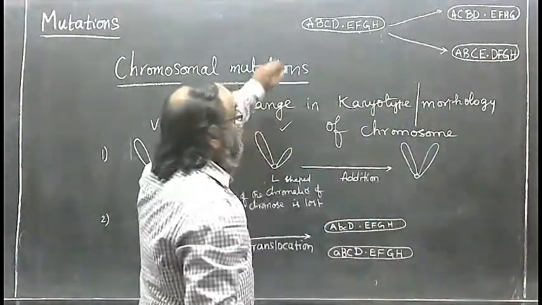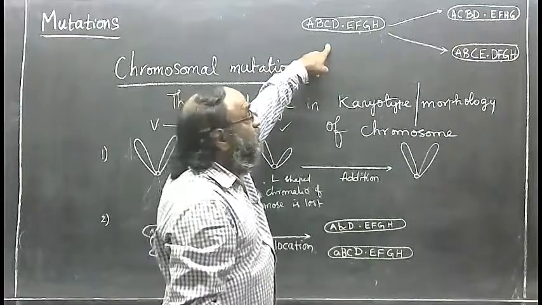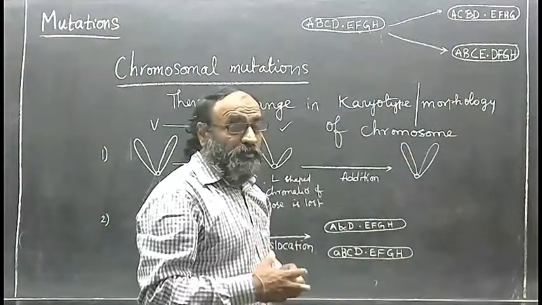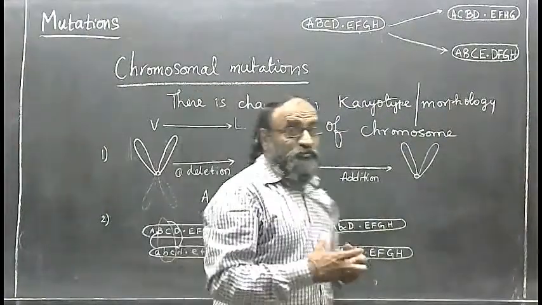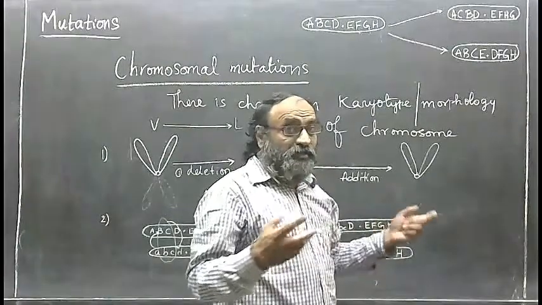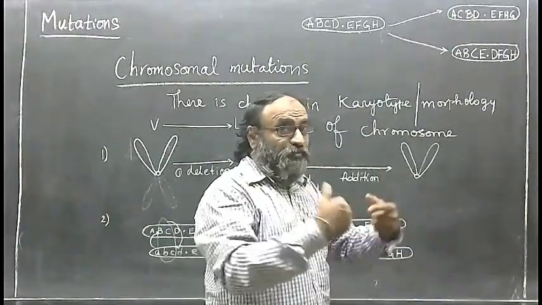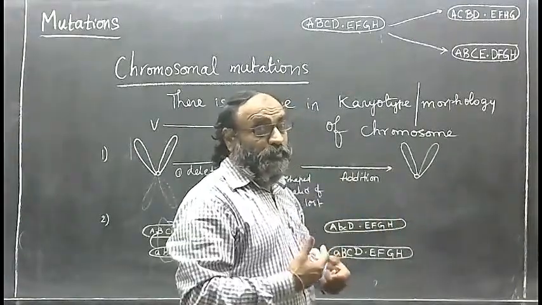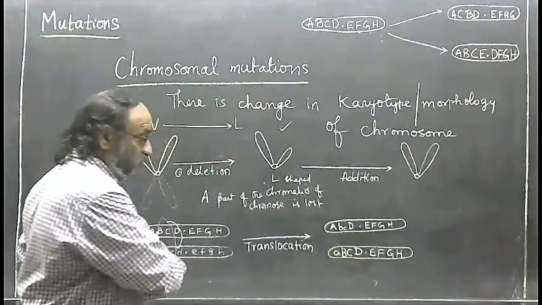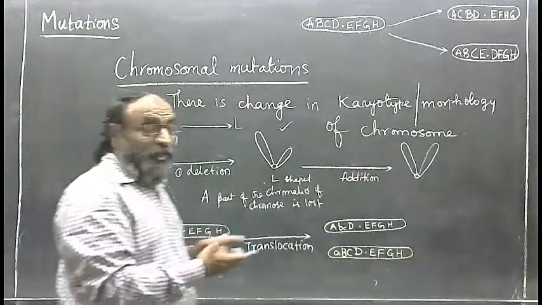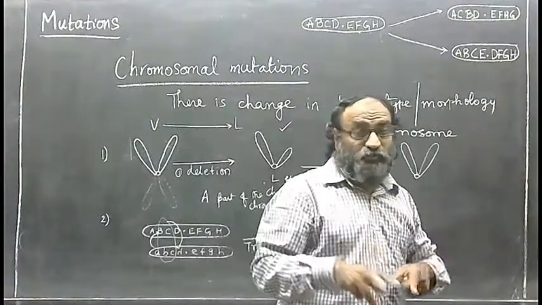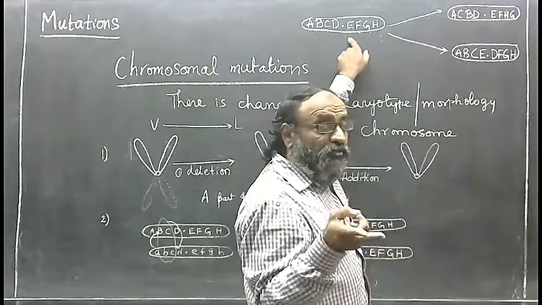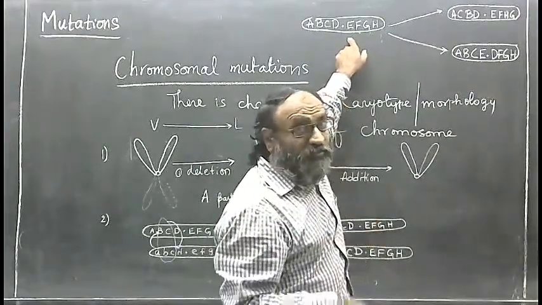Now observe the chromosome before mutation and after mutation. Here the segments are rearranged. There is rearrangement of segments within a chromosome. But in the earlier case called translocation, there is exchange of segments between the two chromosomes. In this particular case, there is rearrangement of segments within a chromosome.